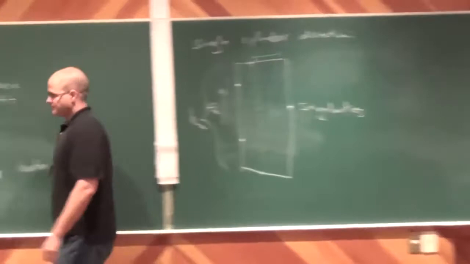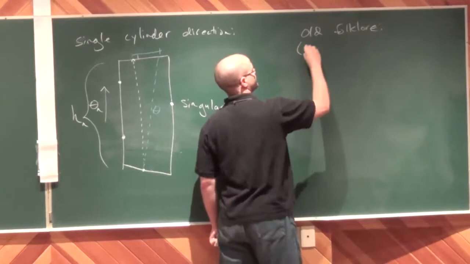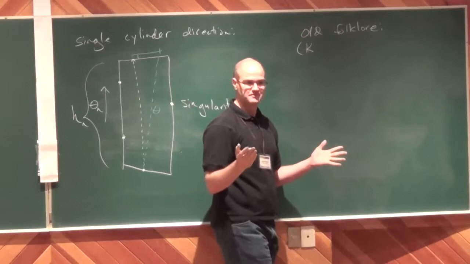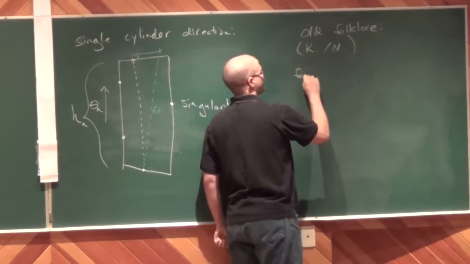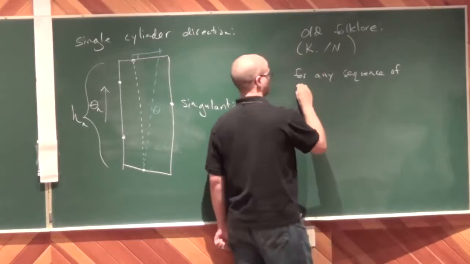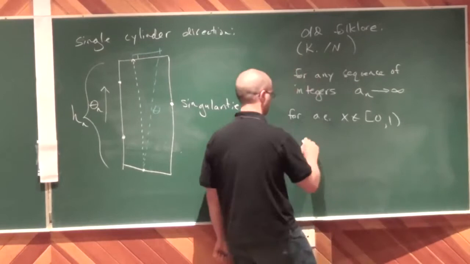So there's this old result, which is tremendously useful. By this point, I think it's folklore. It's in the book. I'm going to misspell this, so please, whoever knows. The Kuipers-Niederreiter, how do you spell their names? K-N-M. Their book on uniform distribution. So for any sequence of integers, I'm not even sure integers is necessary, but we'll go with it. Let's say a_n going to infinity. For almost every x in [0,1], the sequence of fractional parts of a_n x is uniformly distributed mod 1.